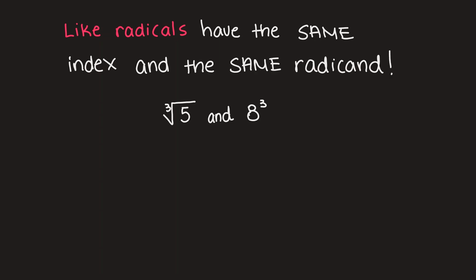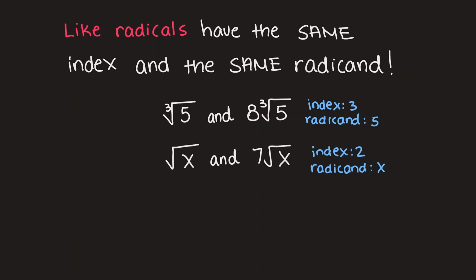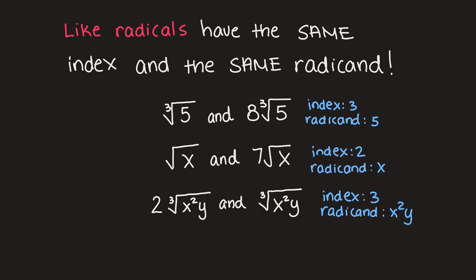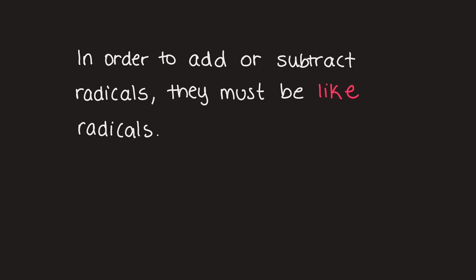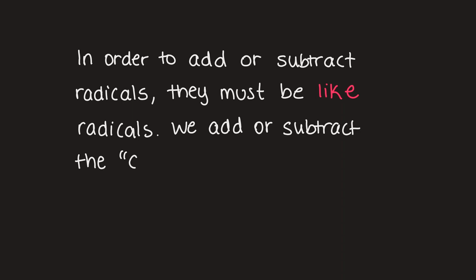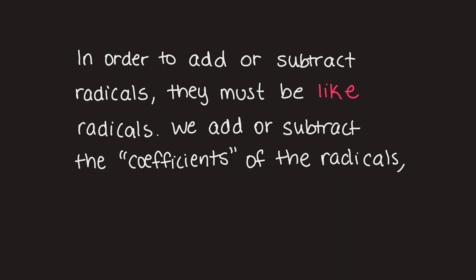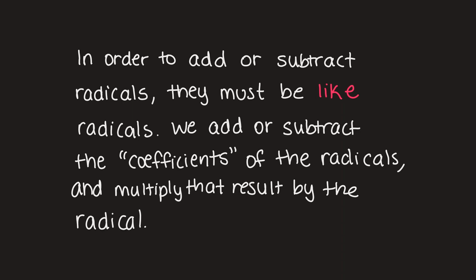Like radicals have the same index and the same radicand. Some other examples of like radicals include the following. And we consider these like radicals because they have the same index and the same radicand. So for this video, we will assume that all variables represent non-negative real numbers. In order to add or subtract radicals, they must be like radicals. So we add or subtract the coefficients of the radicals and multiply the result by the radical.